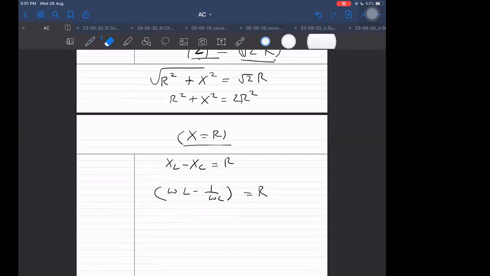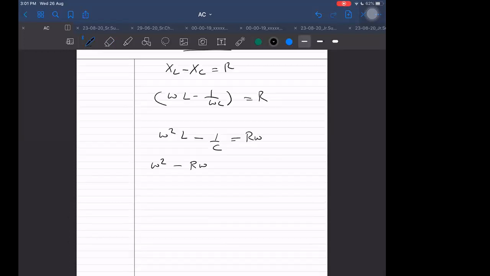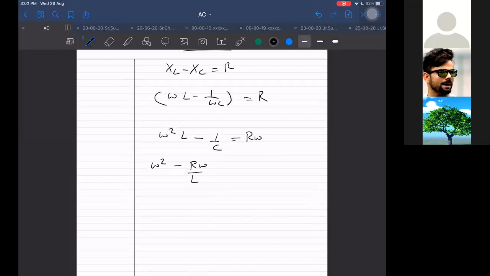Let us first write the quadratic equation. The quadratic equation is omega square into L minus 1 by C is equal to R omega, or I can write omega square minus R omega by L, dividing by L also, minus 1 by LC is equal to 0. Can you get the difference of the roots? Omega 2 and omega 1 are the roots of the equation. If you are able to get the difference of the roots, that will be enough for us.